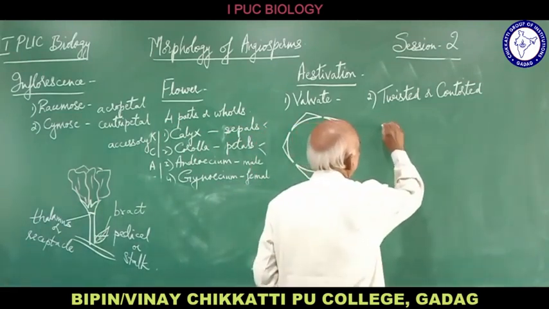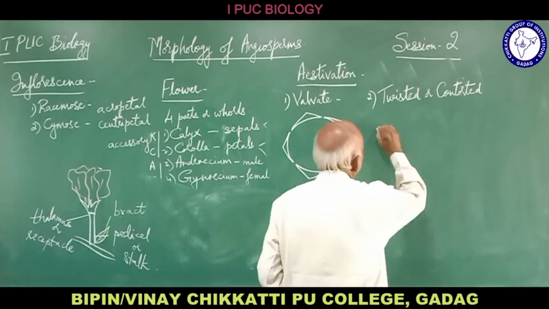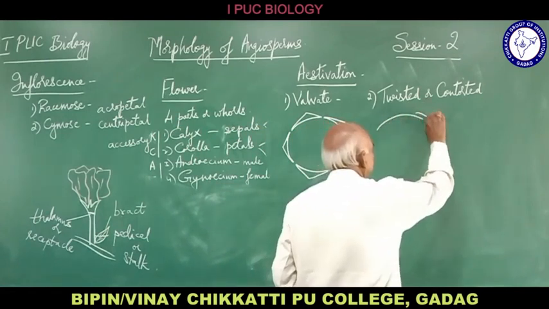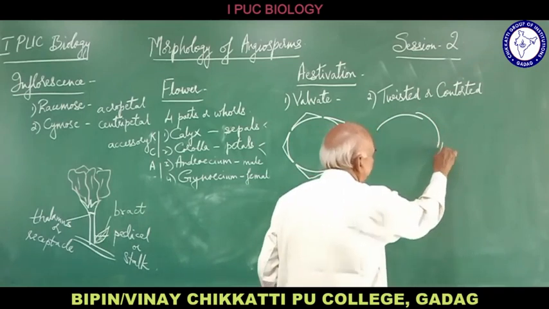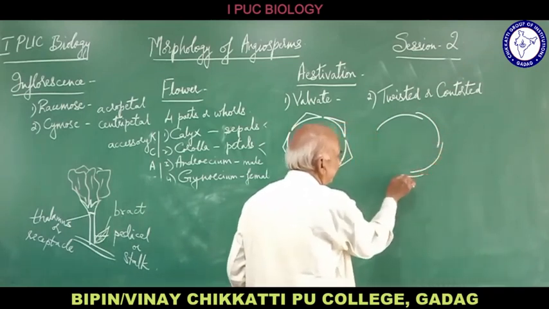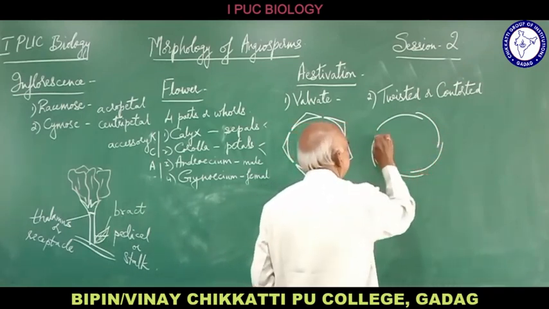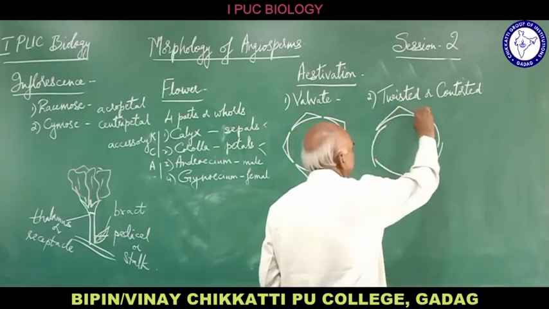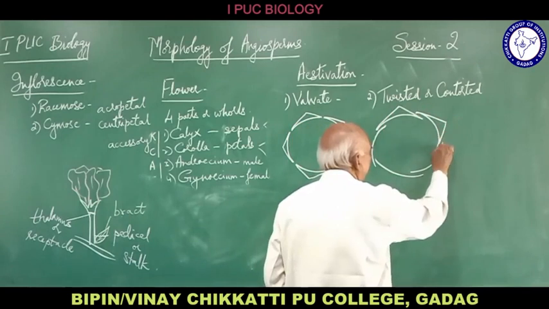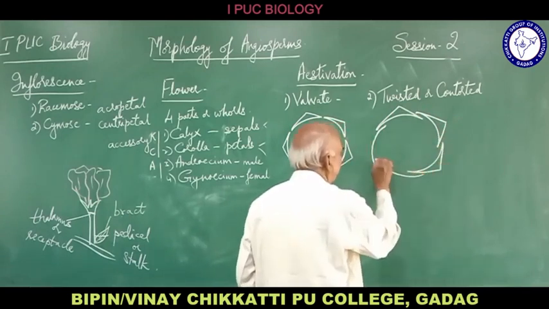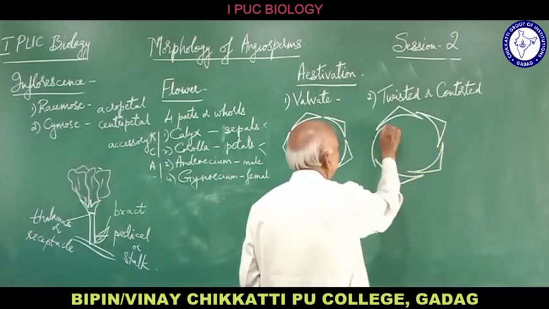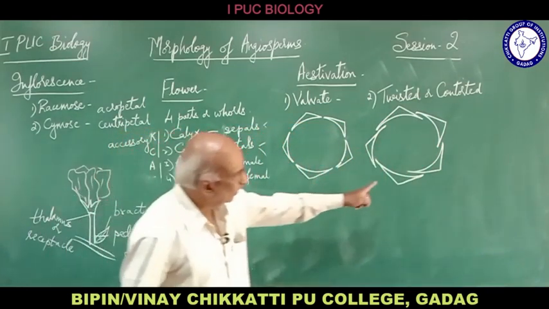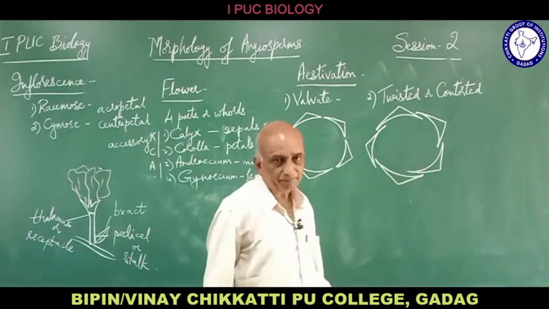Suppose you see the diagram here: this is one sepal or petal, this is another, and this is another, and this is another. See here, one edge is overlapping on the other.